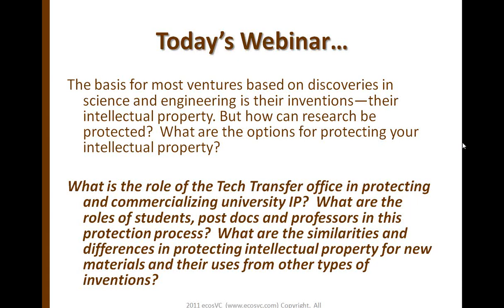How does intellectual property law help us? And what are the roles of students, postdocs, professors in the process? We're also going to talk a little bit about protecting materials versus other types of inventions, mostly university-based, and how does that actually look?